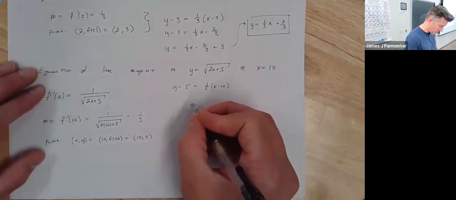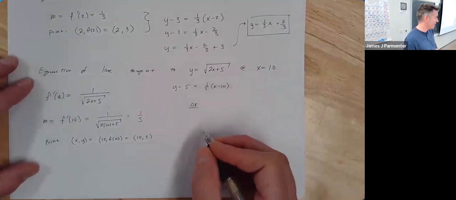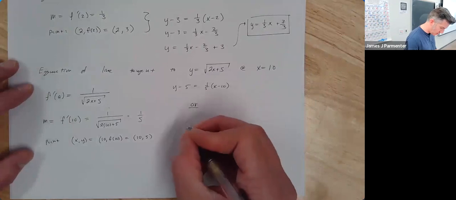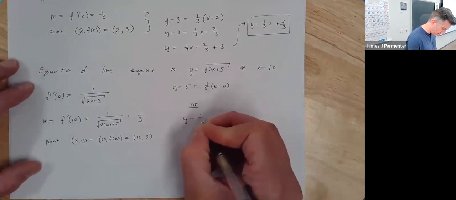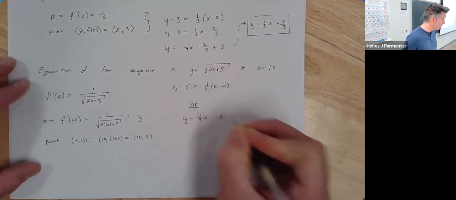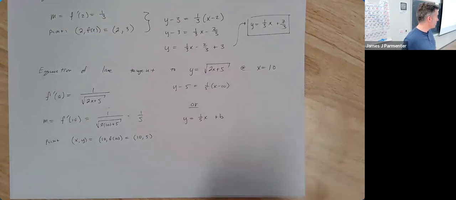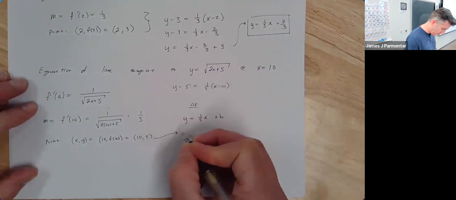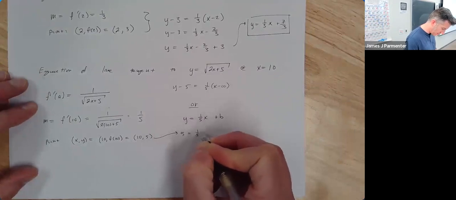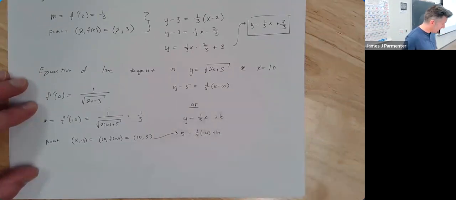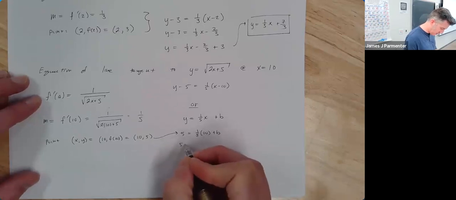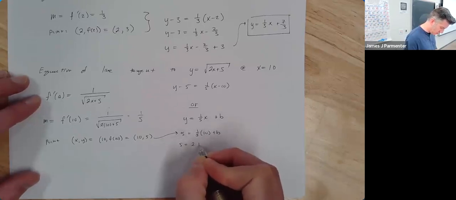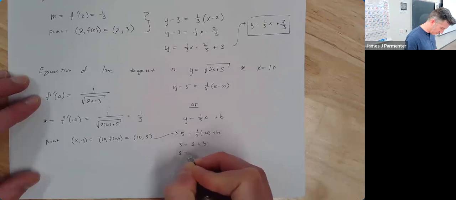The other way you can do this is to say, well, I know that y equals mx plus b. So I'm going to start with y equals 1/5 x plus b, and then just plug in the point that you have on the line. So if I plug this in, I'm going to get 5 equal to 1/5 times 10 plus b. And then I can solve for b. So 1/5 times 10 is 2. Subtracting 2, I get 3 equal to b.